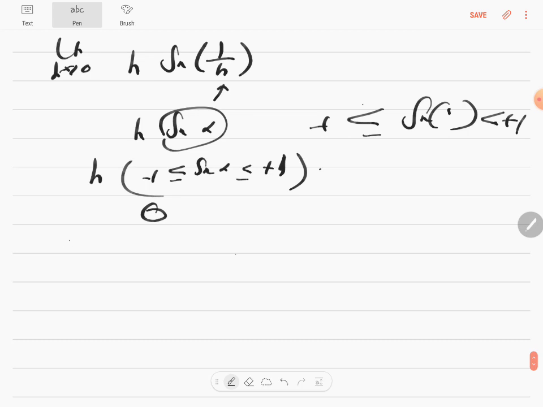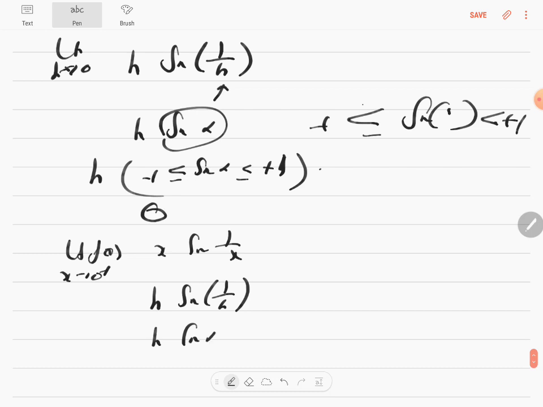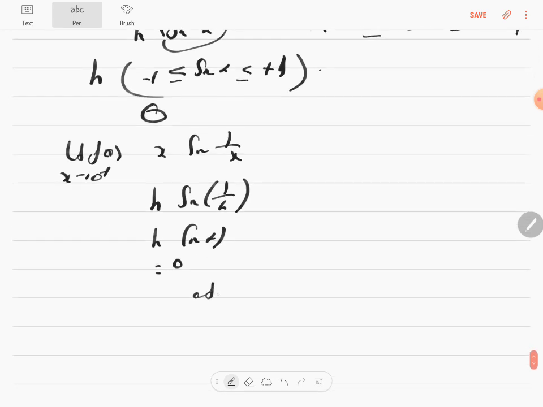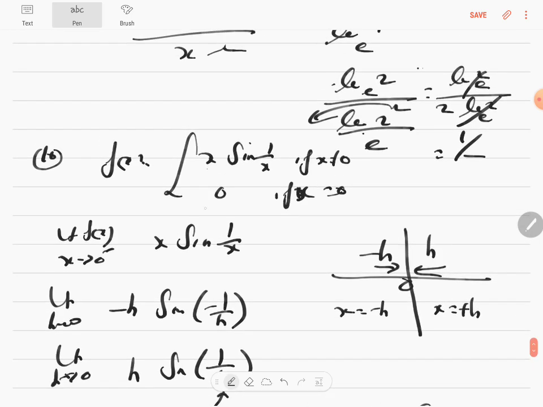Let's look at the right hand limit. Limit of f of x as x tends to 0 from the right is x into sine of 1 by x. It will be plus h into sine of 1 by h. H into sine of infinity, again it will be 0. Therefore the graph is continuous at x is equal to 0. At that point, what have they given? It's also 0. So then perfect.